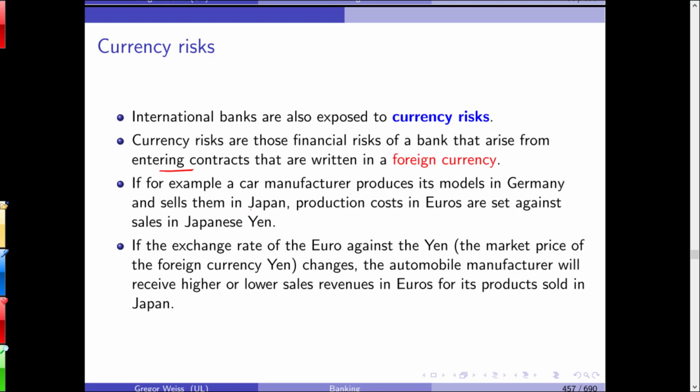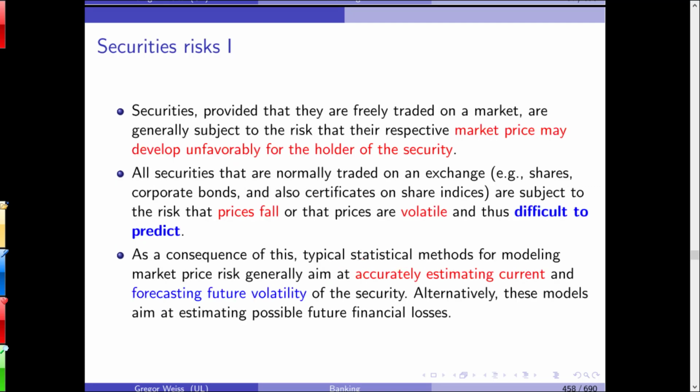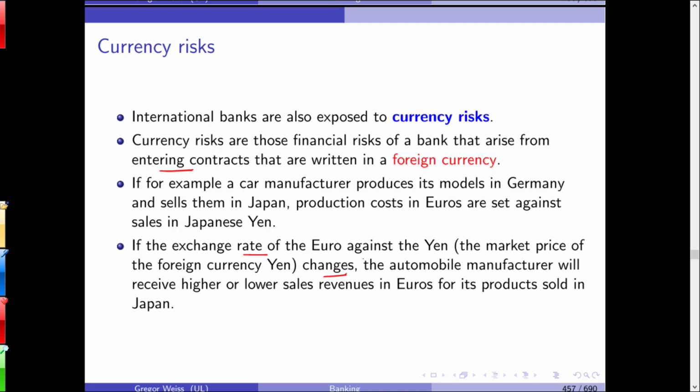Very simple example. You have a car manufacturer, you produce your cars in Germany and you sell them in Japan. Then your costs in euros will be offset by revenues in Japanese yen. And if the currency changes, you might be better or worse off afterwards, simply by a difference in the exchange rate. If the exchange rate changes, the automobile manufacturer will receive higher or lower sales revenues for its products sold in Japan. Now, what can you do to hedge this risk?